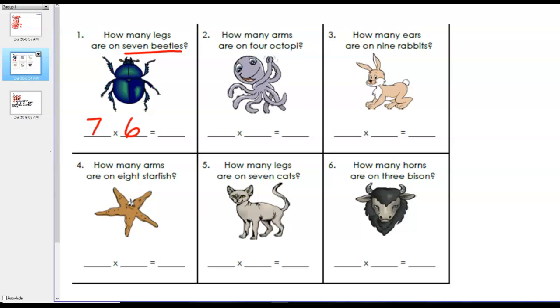How many arms are on 4 octopi? Well, how many arms are on 1? 8. So now I don't just have 1, I have 4. So that equation would be what? Who can help me out? 4 octopi and 8 arms on each. How would I write my number sentence? Aaliyah?